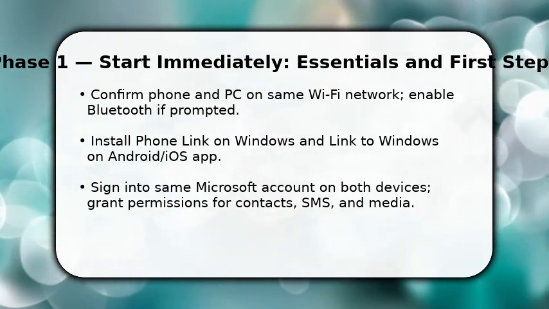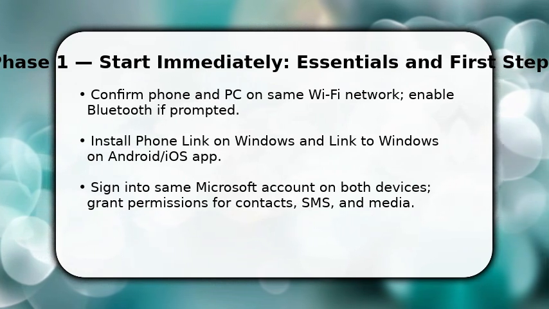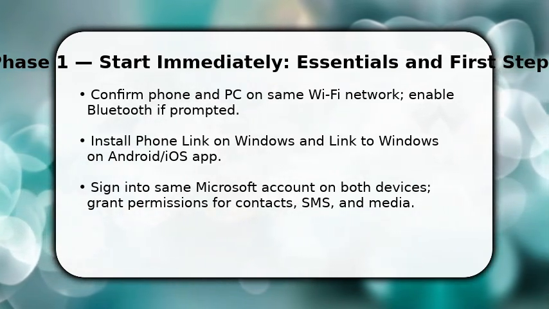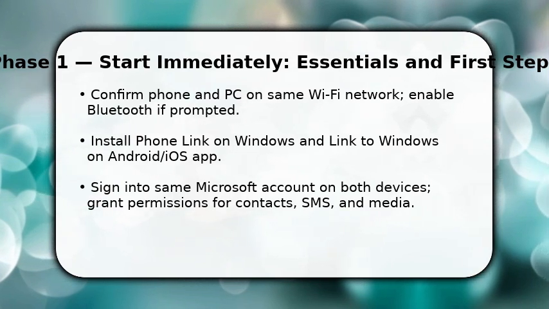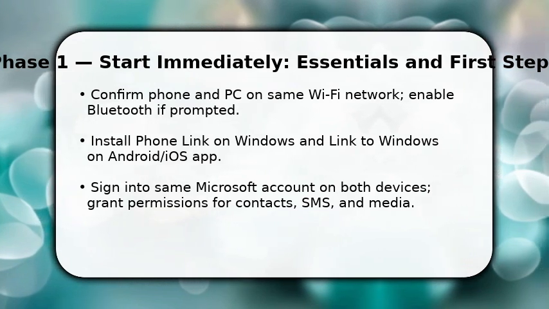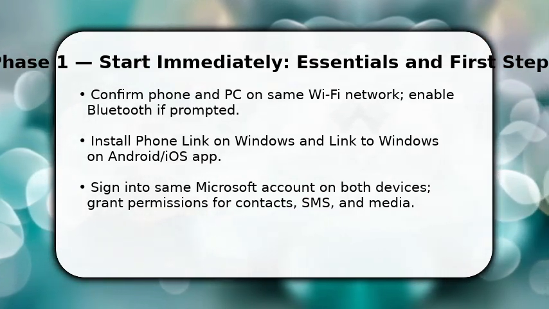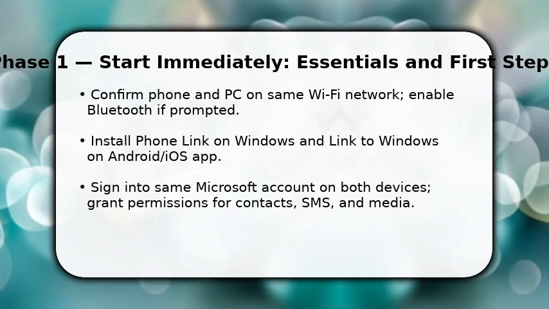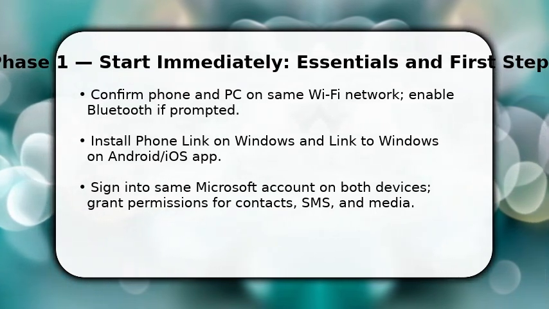Allow requested permissions for contacts, SMS, and media. Tap the pairing QR code or follow the manual code entry on your phone. Once paired, the apps will negotiate connection settings. Make sure to accept prompts for notifications and background activity to keep the link stable.